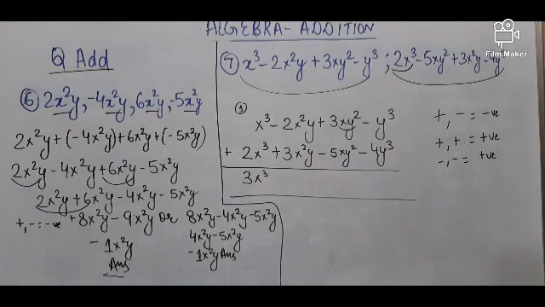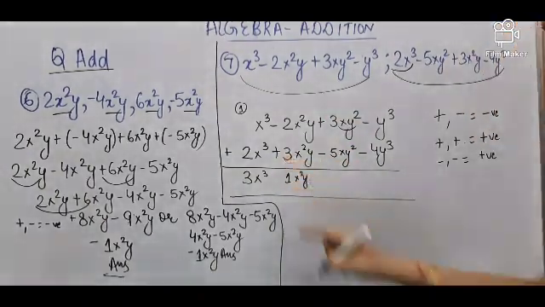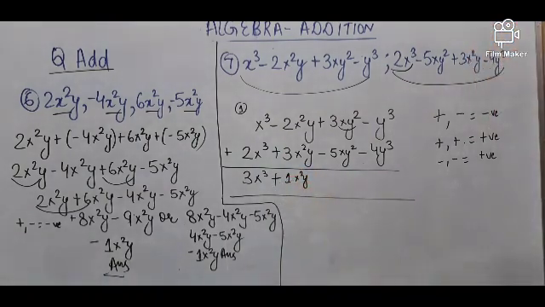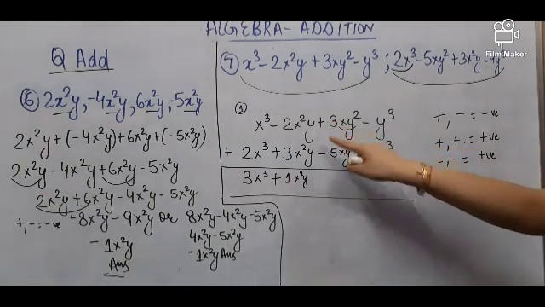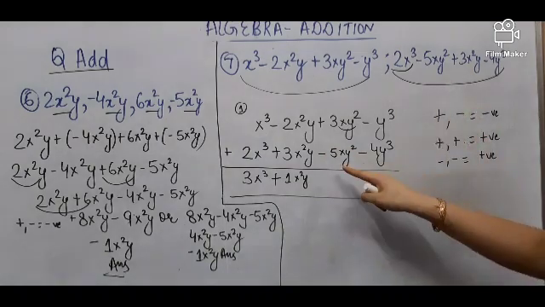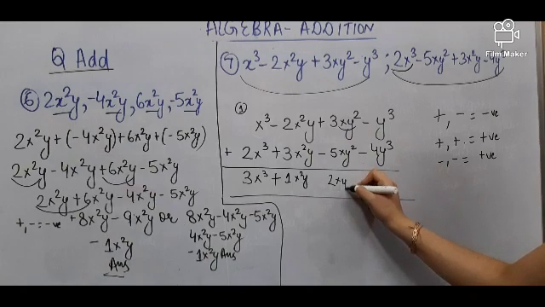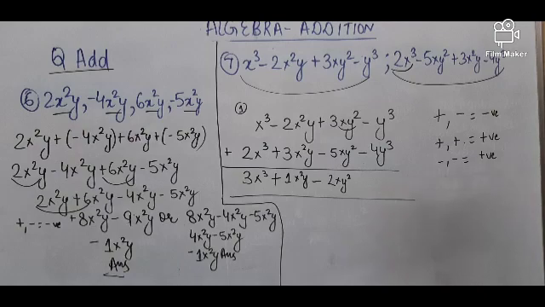Now 1 is positive and 1 is negative. So result of positive and negative is negative. That means we'll subtract these numbers. So 3 minus 2 is 1, 1x square y. Now 3 is preceded by positive sign, so we'll put positive sign before 1. Again we have one positive and one negative, that means we'll subtract these numbers. 5 minus 3 is 2. So 2xy square, and as 5 is preceded by negative sign, we'll write negative here.